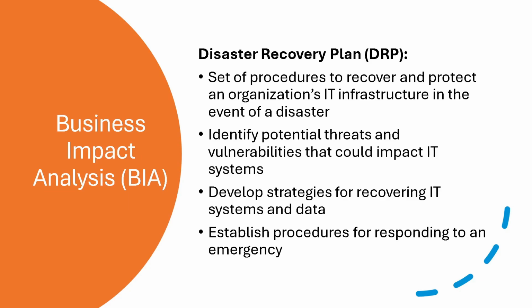The first step of a DRP involves conducting a thorough risk assessment to identify potential threats and vulnerabilities that could impact the IT system and data. Based on the identified risks, develop strategies for recovering critical IT systems and data. This includes data backups, business impact analysis, or alternate sites. The DRP should outline clear procedures for responding to an emergency, including activation procedures, communication plan, and incident response.